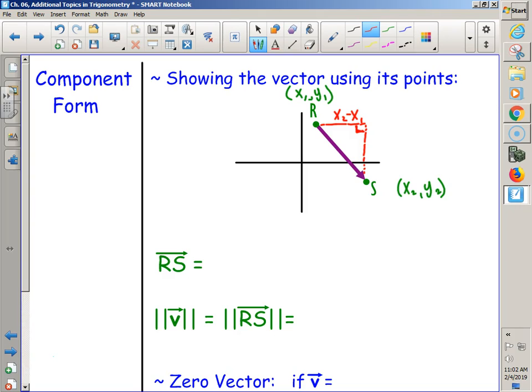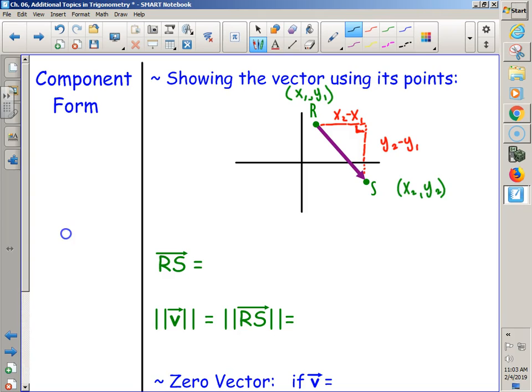Why do you think I labeled him x2 and him x1? Good. This is the initial, this is the beginning, so he would be the first point. And then S is the ending, the terminal, we would call him. That's the second point. And what do you think we could use to find the vertical displacement? Y2 minus Y1. So this builds us up to another way of showing a vector.